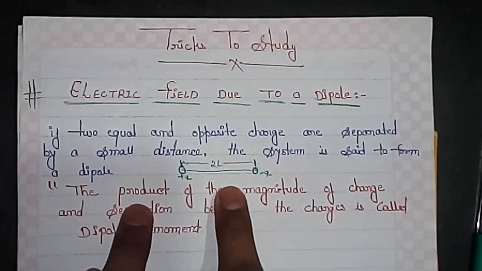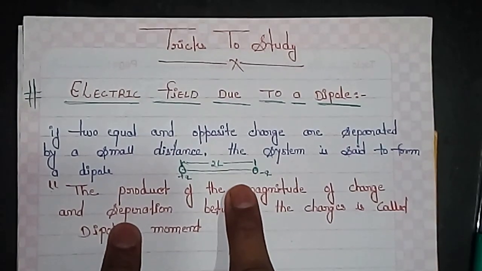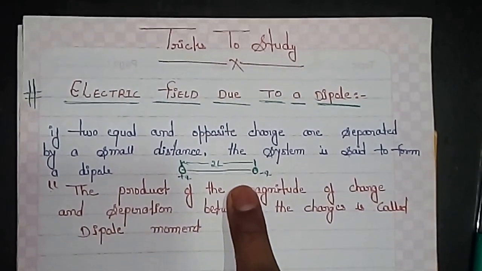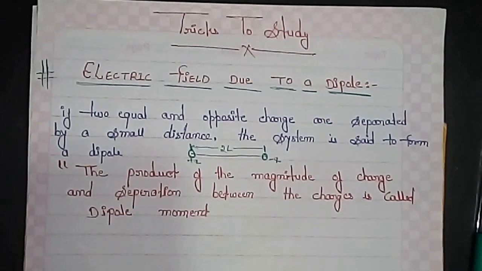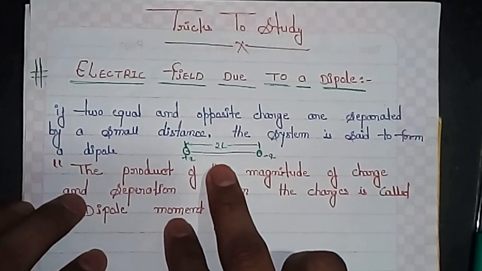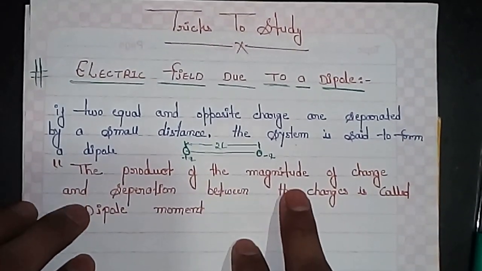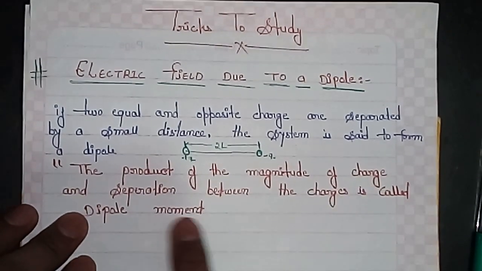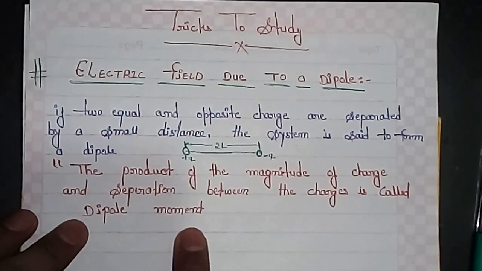If two equal and opposite charges are separated by a small distance, the system is said to be a dipole. The most familiar example is H2O. The definition of dipole moment is the product of the magnitude of charge and the separation between the charges.